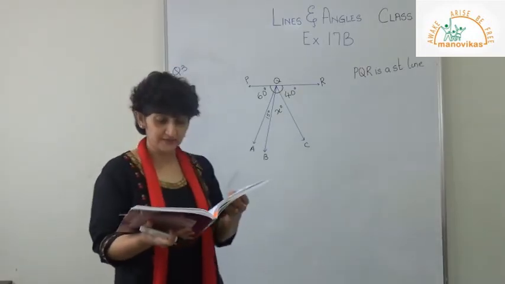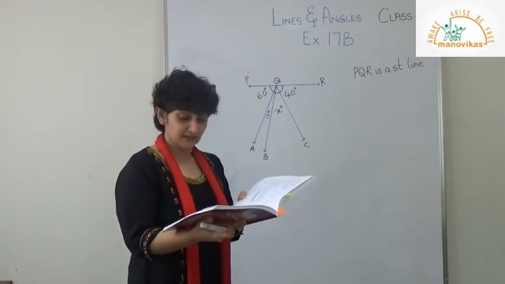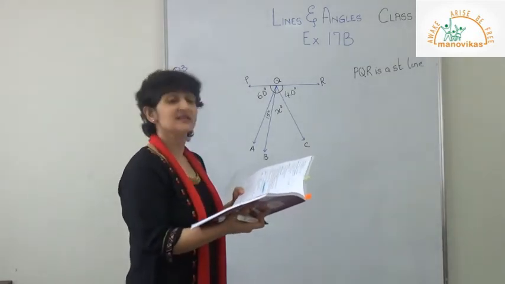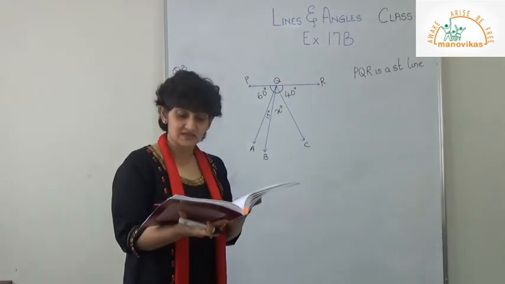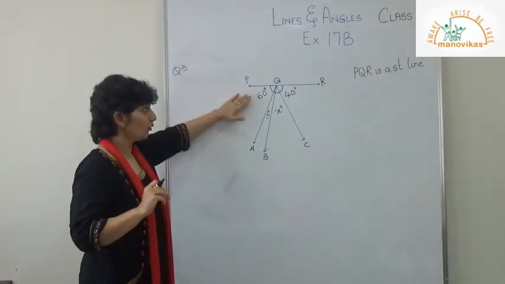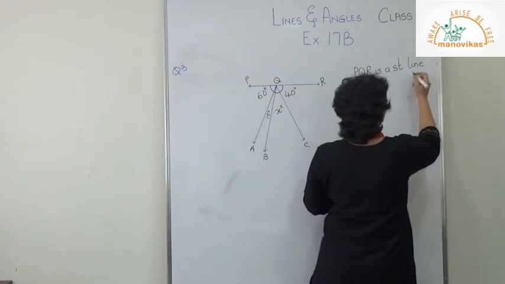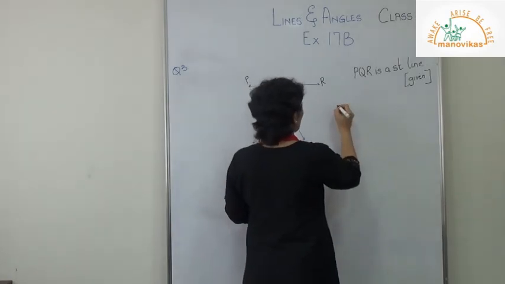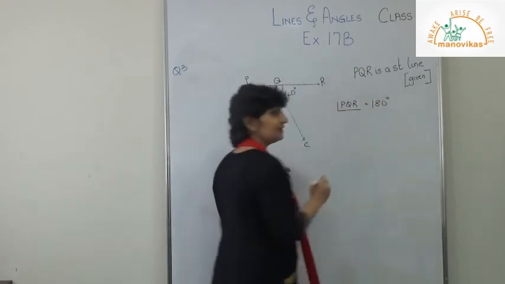Alright, question 3, children. Please, let's read together from your textbook. Exercise 17b, correct? Now, in the given figure, PQR is a straight line. This is given to you, and find the value of X. Now, you know that PQR is a straight line. That means PQR is given to you, and you know that angle PQR is equal to 180 degrees.